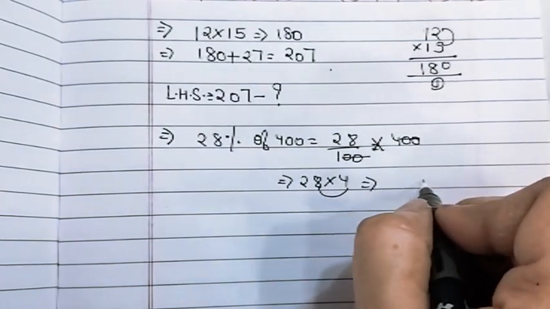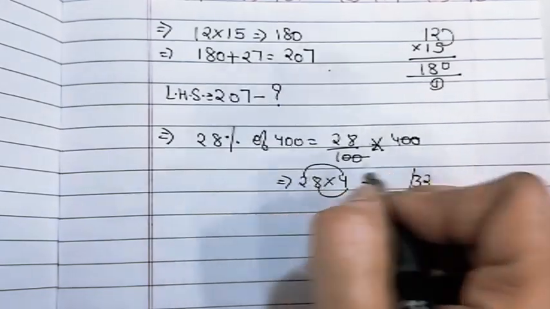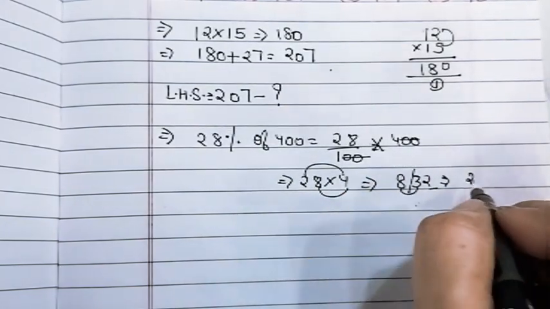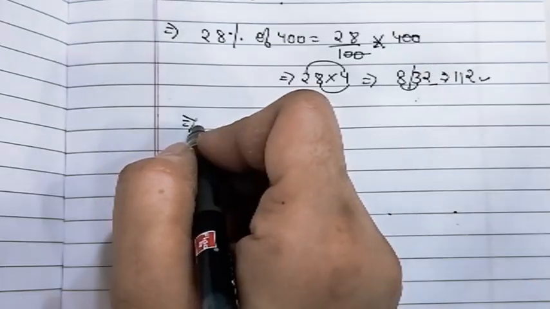4 8s are 32 and 4 2s are 8. You can put 2 as it is and 3 plus 8 is 11, so that is 112. This is the value of the right hand side, now the value of question mark.